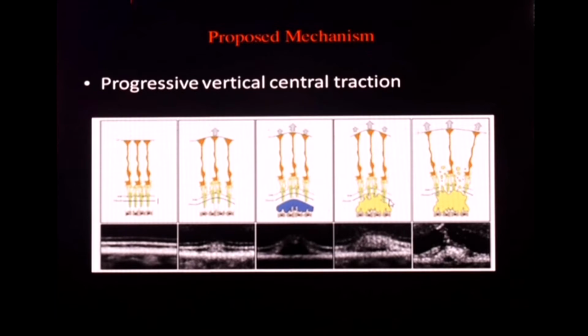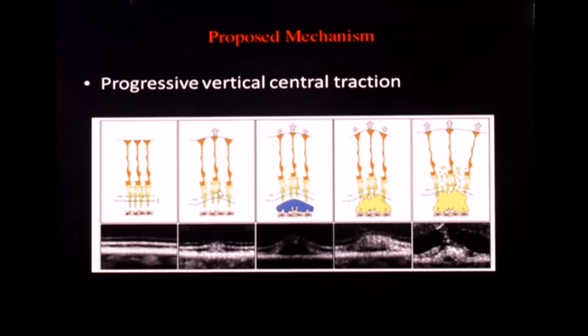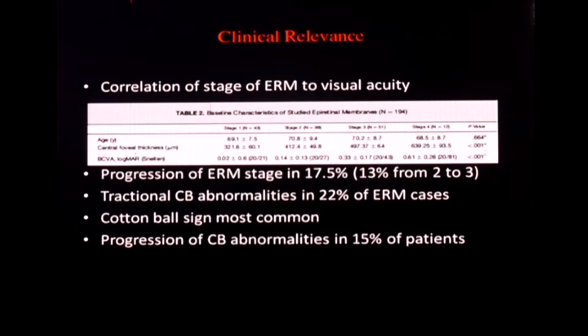Now, the proposed mechanism offered by the authors is that there is vertical traction, and these Muller cells here have applied traction on the cone cells, initially causing elongation, which gives you the fuzzy cotton ball sign, and then causes a detachment here, and then when these degenerate, there is accumulation of hyperreflective material at the fovea. So what is the clinical relevance?